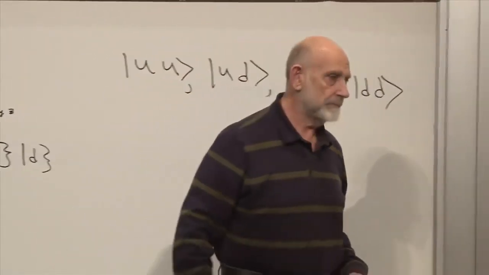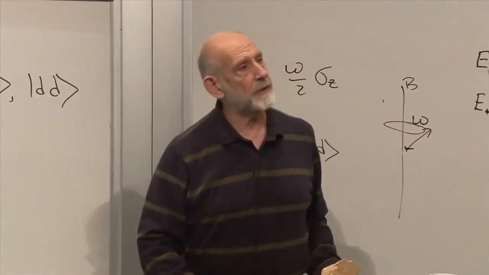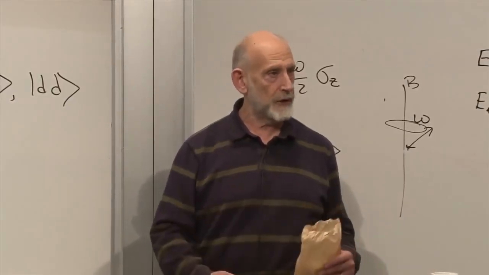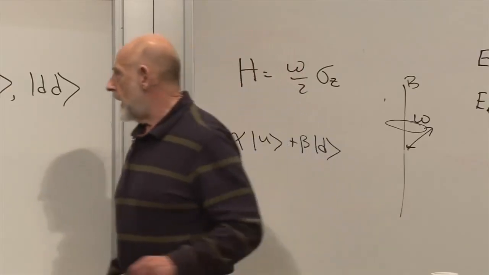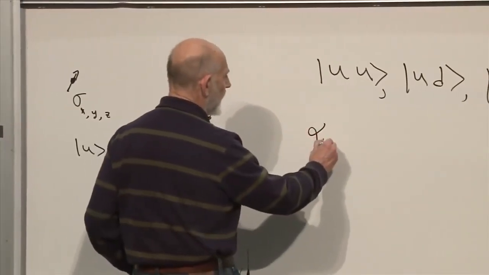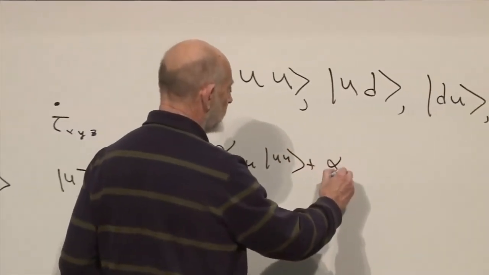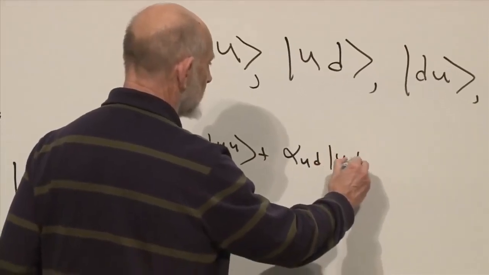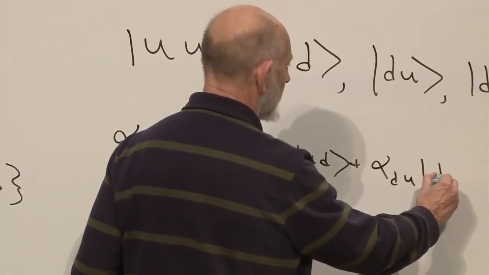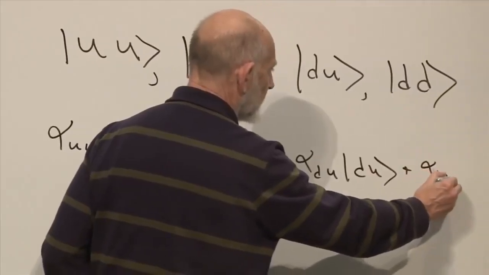Yes? Suppose these 2 component systems interact. Doesn't that change things somehow? No, the basis vectors stay the same, but the linear combination of basis vectors that are describing the system will change. Yeah. So any state in the space can be written as an alpha up up times up up plus an alpha up down plus an alpha down up plus an alpha down down.